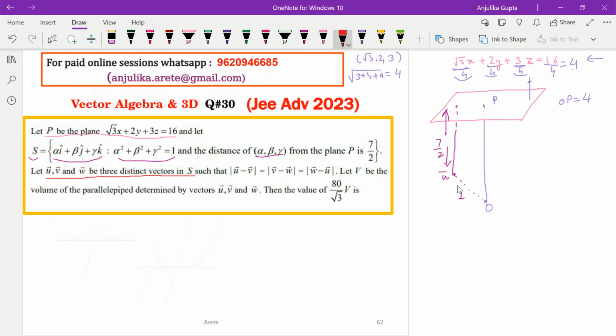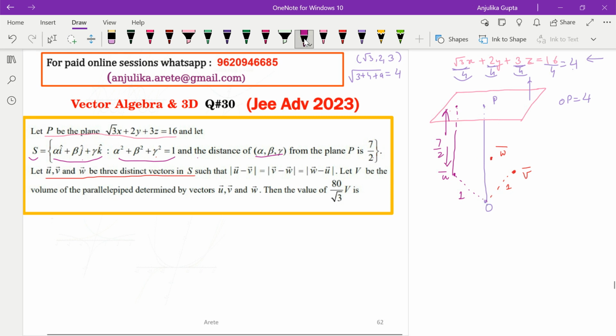Let u, v, w be three distinct vectors in S. Okay, so u we have already here. Let's draw two more. Let's say v is here. So v has the same property: the distance is 1 from the origin, and from this plane the distance of v is again 7 by 2. Similarly, let's have another vector w here, somewhere here maybe. Again the same: the distance from the origin is 1 and from that plane is 7 by 2.